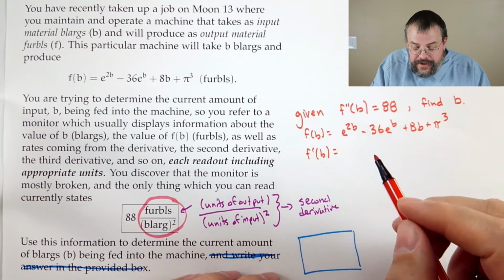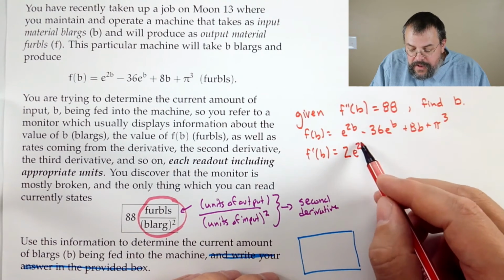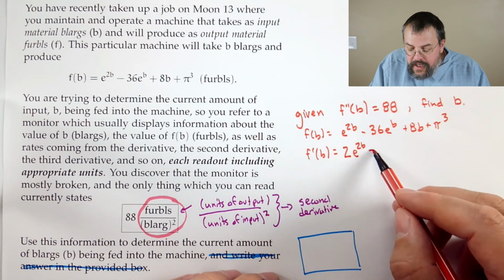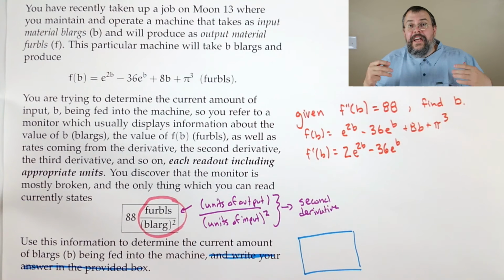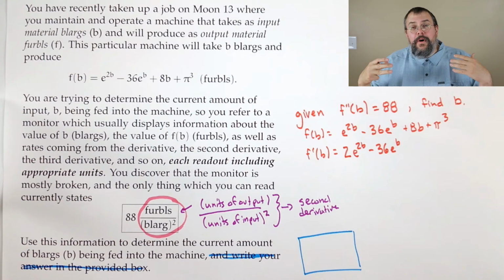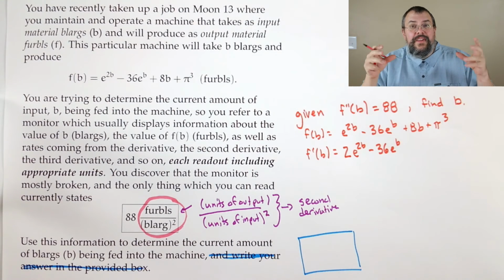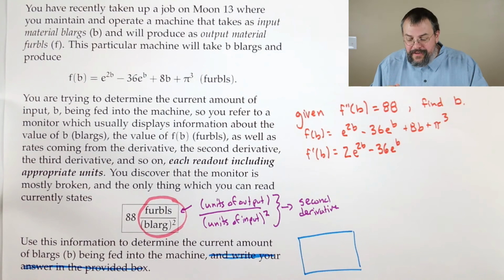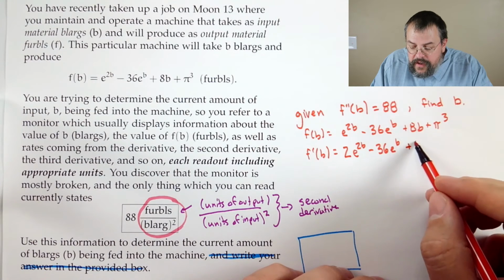The derivative of e to the 2b, the 2 comes down, 2e to the 2b. The derivative of e to the b is e to the b. Remember, b is our variable. And if it's throwing you off, think about, well, if it was e to the x and I took the derivative with respect to x, what would happen? It's the same thing, just with a slightly different name. And names shouldn't change how we do things. Derivative of 8 times b is 8.